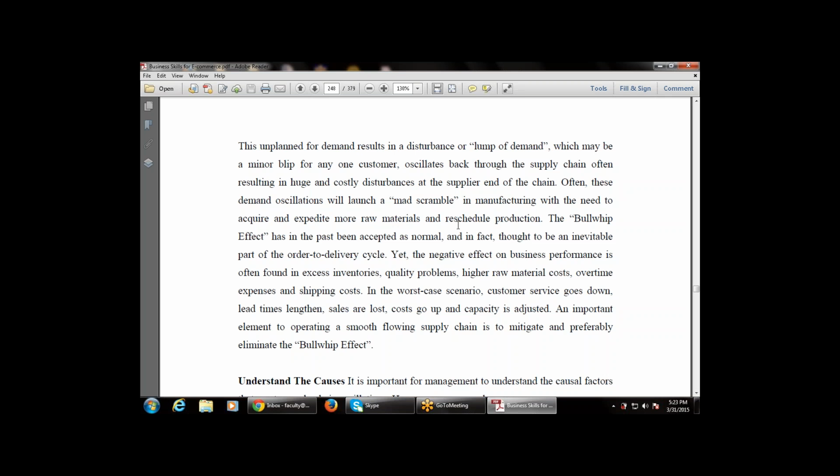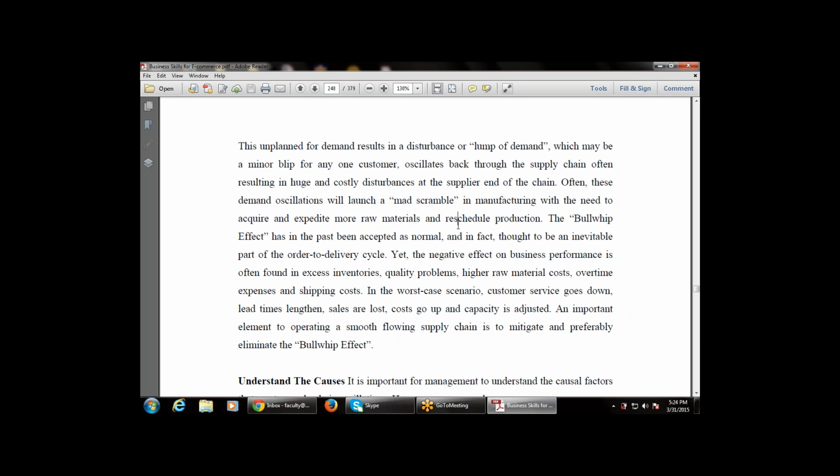So there is a mad scramble in manufacturing with the need to acquire and expedite. That is, there is a need for new material to be taken care of, and there is a rescheduling of the production, which means more demand on production. The bullwhip effect has in the past been accepted as normal and in fact thought to be an inevitable part of the order to delivery cycle.